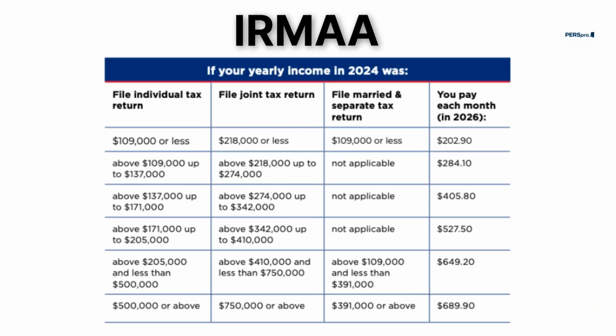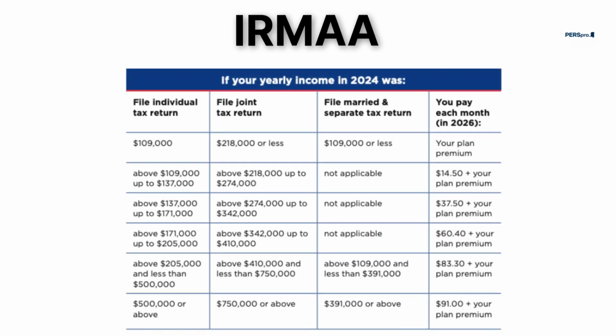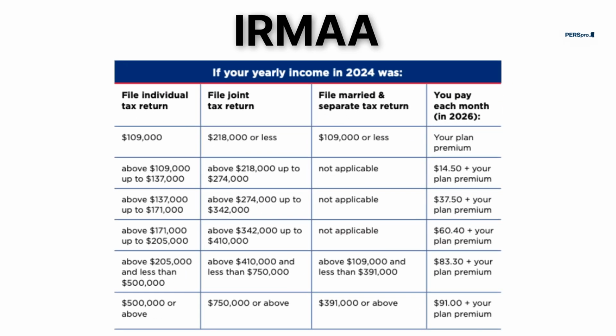As you can see in this table, most people will pay the standard monthly premium of $202.90 for Part B coverage. But once an individual's modified adjusted gross income crosses that $109,000 threshold, or $218,000 for those filing jointly, the costs start to climb. The same methodology applies to Part D premiums.